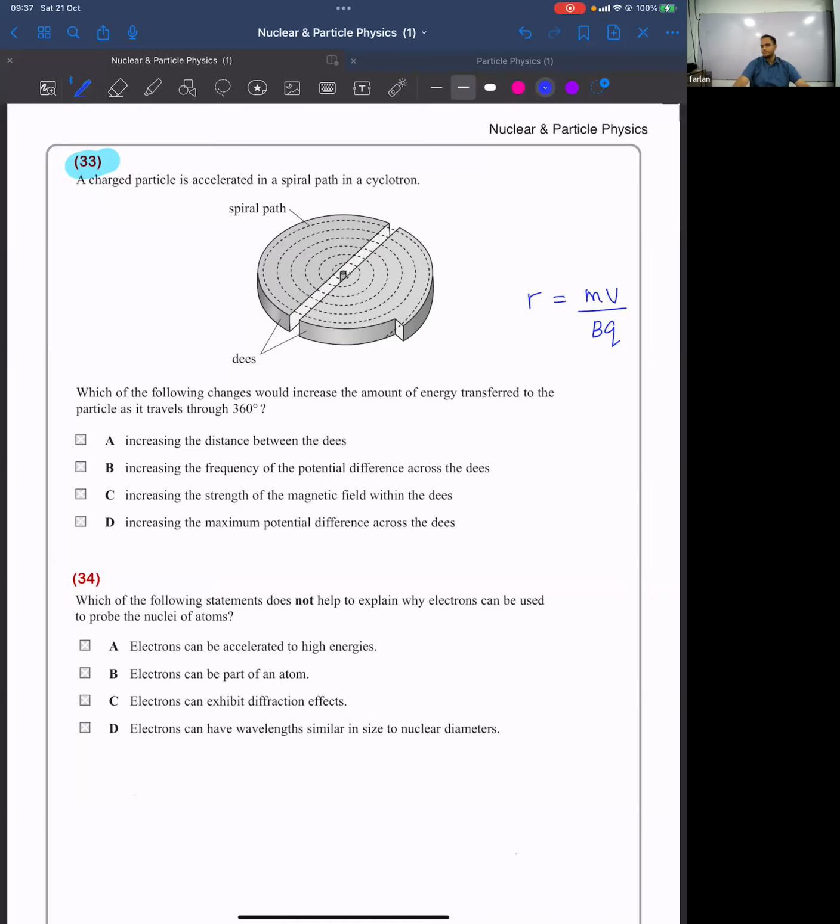Give me your answer. What is your answer? D. Increase in the maximum potential difference across the Ds. Is it? Yes, that will definitely increase the speed gained by the particles. So that has to be D.